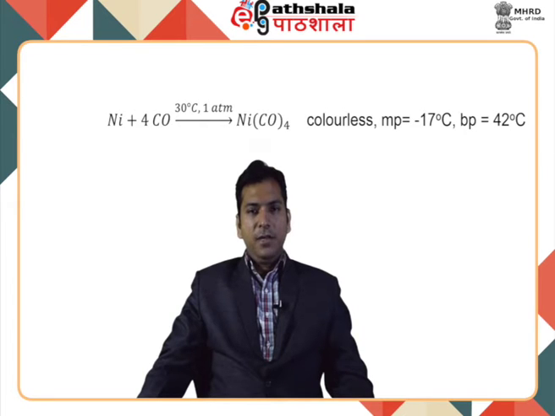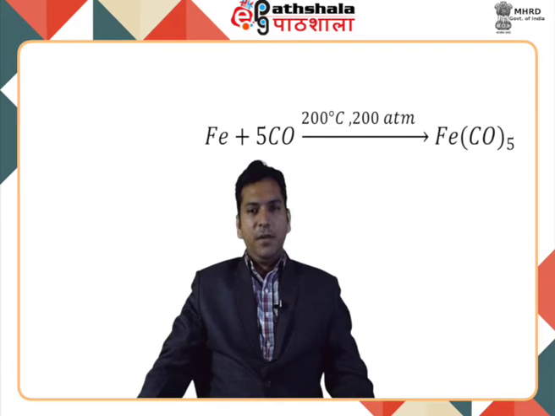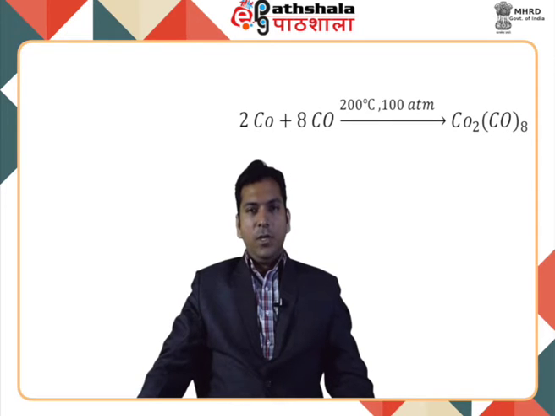Finely divided nickel reacts with carbon monoxide gas at room temperature and pressure, resulting in nickel tetracarbonyl, whereas the reaction between finely divided iron and carbon monoxide gas at an appreciable rate requires elevated temperatures and pressures such as 200 degrees Celsius and 200 atmospheres. Dicobalt octacarbonyl can also be prepared by the direct reaction of finely divided cobalt metal with carbon monoxide gas under similar conditions, but the yield of this product in this reaction is very low.